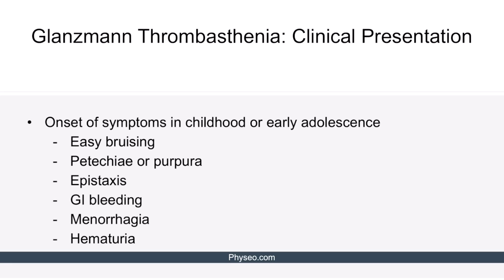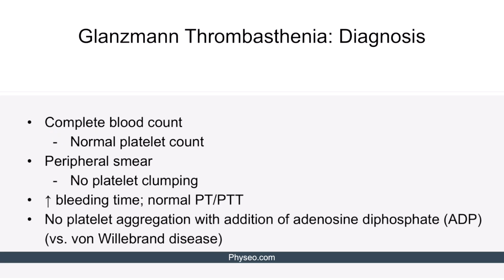The clinical presentation of Glanzmann thrombasthenia is identical to that of Bernard-Soulier disease. Patients experience skin and mucosal bleeding since childhood. Let's discuss the diagnosis of Glanzmann thrombasthenia. Complete blood count will show a normal platelet count because this condition is purely a qualitative platelet dysfunction. A peripheral smear will show no platelet clumping because platelets cannot attach to one another. Bleeding time will be increased because this disorder interferes with primary hemostasis.